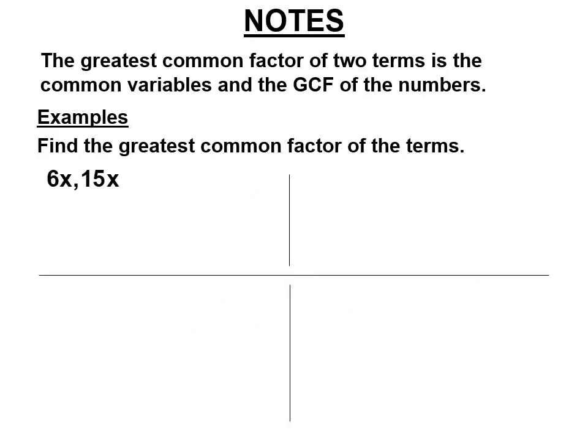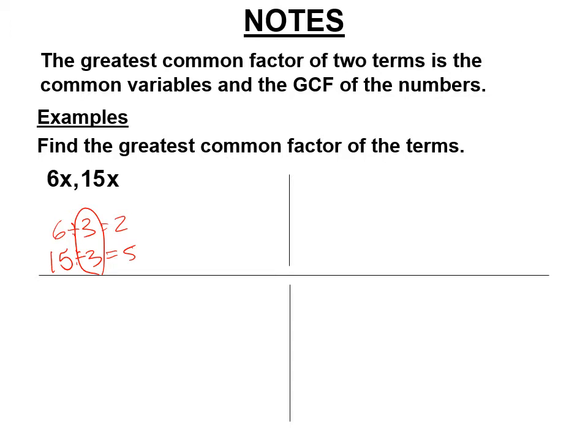All right, so we have learned what a factor is, and the greatest common factor is the largest common number that divides into both. So what divides into both 6x and 15x, the largest thing? Well, the largest thing that divides into 6 and 15 is 3, right? 6 divided by 3 is 2, and 15 divided by 3 is 5. So the greatest common divisor of 6 and 15 is 3.